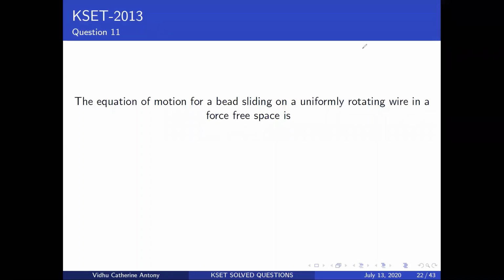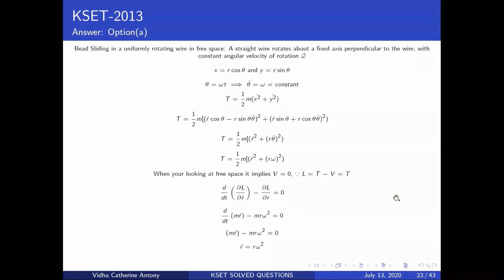So what do I have here? I've got my options, and I have to select which one of these is right. The bead is sliding in a uniformly rotating wire in free space, a straight wire rotating about a fixed axis perpendicular to the wire. That's what I showed you just before. I'll just draw it again. You have a fixed axis, a straight wire, and this bead is going around. This is your angular velocity omega.